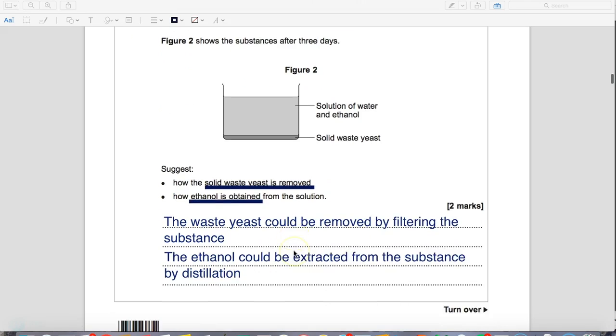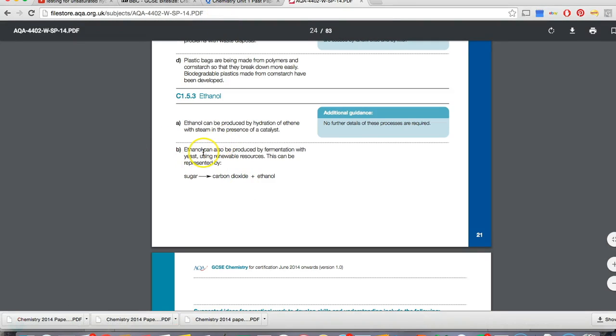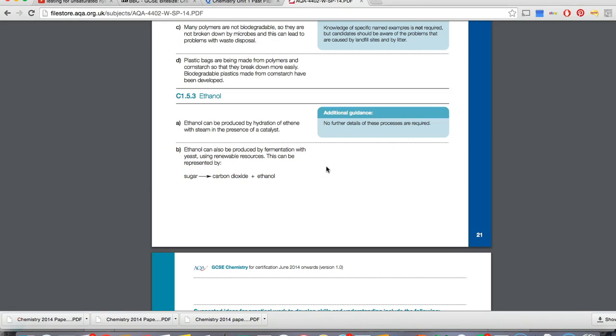You can already see I've kind of put the answers in, but let's work through from the top. Fermentation is used to produce ethanol from sugar by dissolving the sugar in water, adding yeast to the sugar solution, leaving the mixture for 3 days. So we know on our syllabus that we understand what fermentation is. It's actually part of our syllabus. It says here ethanol can also be produced by fermentation with yeast using renewable resources. This can be represented by sugar goes to carbon dioxide plus ethanol.